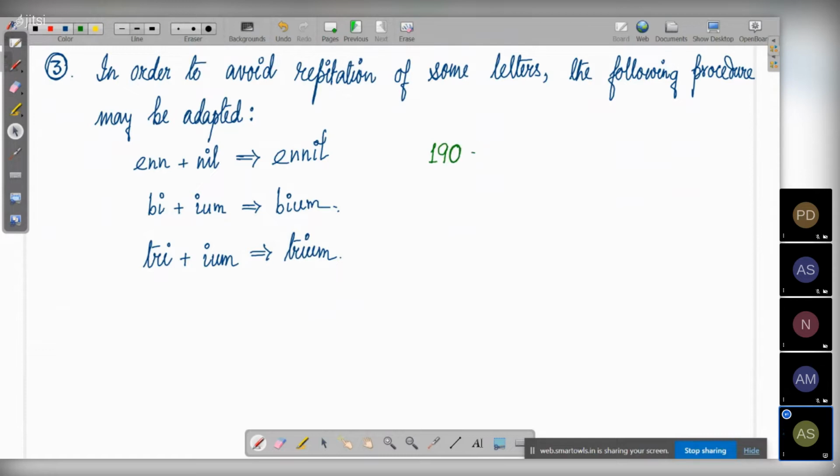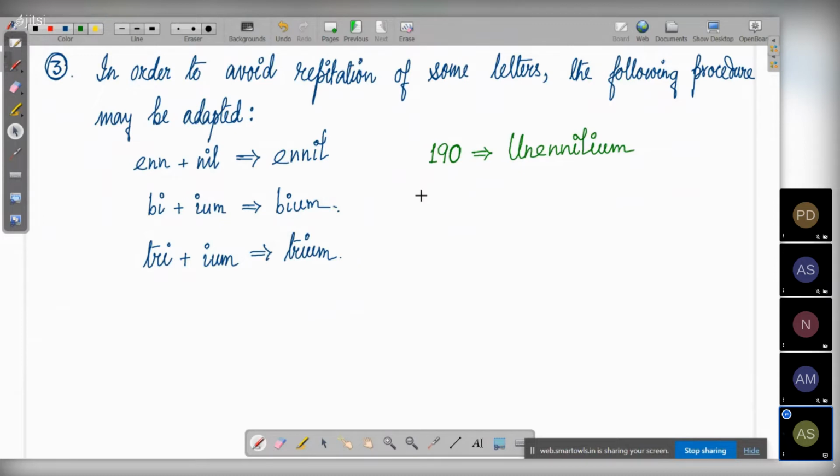Okay, so quickly tell me what will be the name of 190. If you do this, 1 means un, 9 means enn, but there is also a 0, so nil. So it will be un-enn-nil. Be careful with the spelling over here. And then you end it with ium. So un-enn-nil-ium.